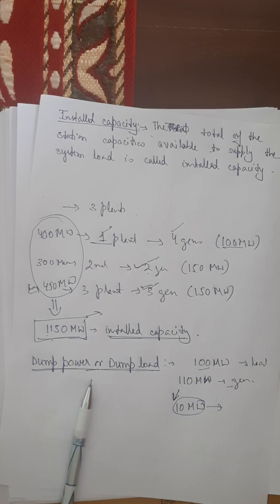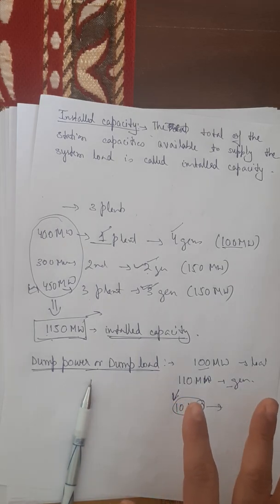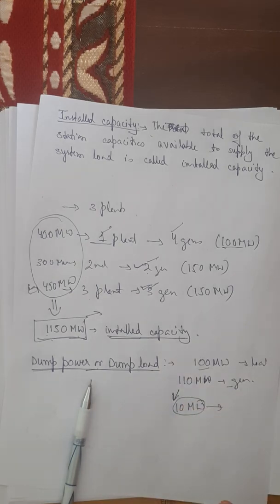Dump power means we don't need this power. I will give an example. Suppose in summers we don't need water geysers, but because we have excess power available and we want to dump this power, what do we do? We turn on the geysers or boilers, so that power is wasted. Though we don't need the hot water, still in order to keep the system stable, we waste some power there. So that is called dump power.